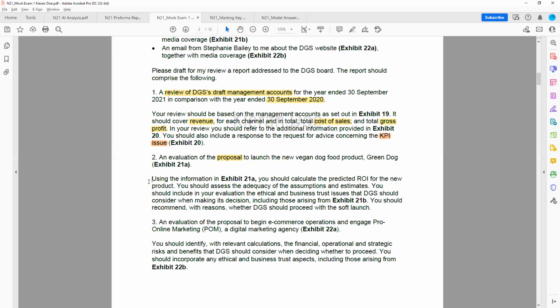It will usually be some kind of high level profit calculation, typically. It may require some consideration of cash, but it certainly isn't going to be as technical as doing a full NPV style investment appraisal calculation. Probably more likely calculate the profit, consider the impact on cash, that sort of thing.